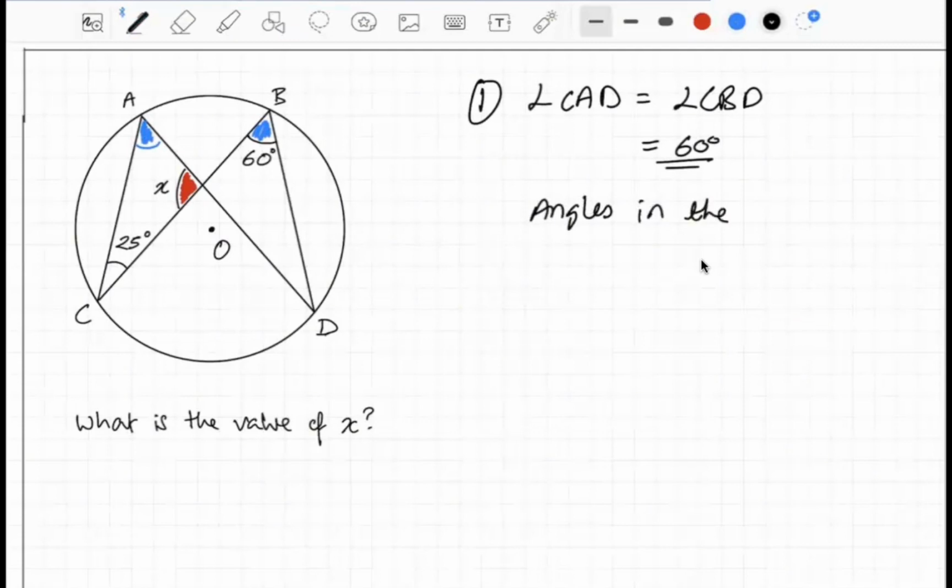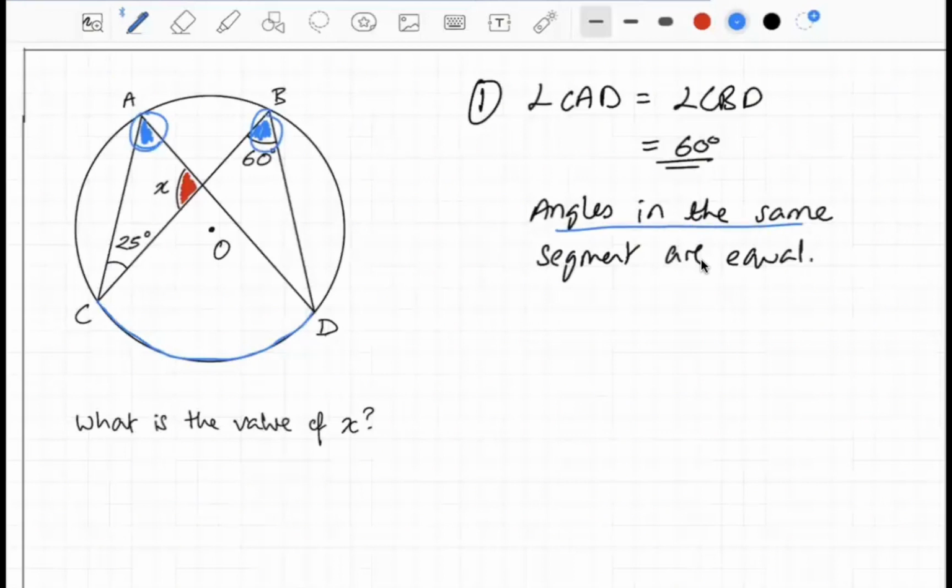Angles in the same segment are equal, which is the same as saying for angles subtended by the same arc, in this case CD, the angles at the circumference are equal. This is the same as this rule here. Angles in the same segment are equal.